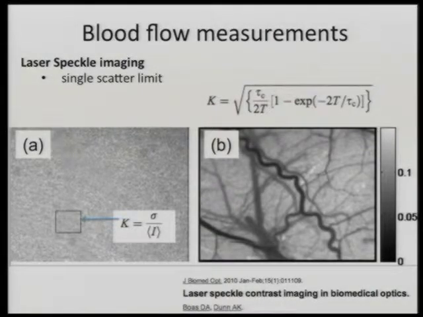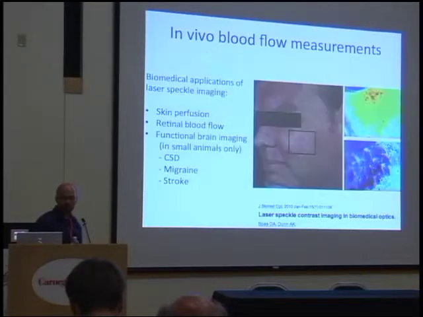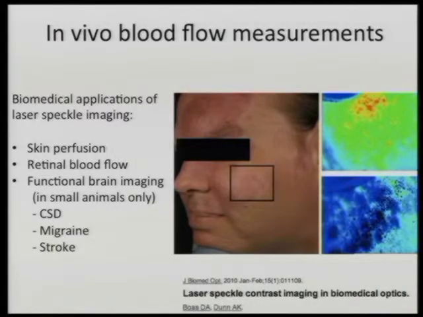This is just showing in a rat, you can take the speckle image, calculate the speckle contrast to look at autocorrelation, and you go from the image on the left to the image on the right, which is just night and day, showing the velocity inside the blood vessels. This is a technology that's been around for microscopy for many years. It's just starting to go into the biomedical field.